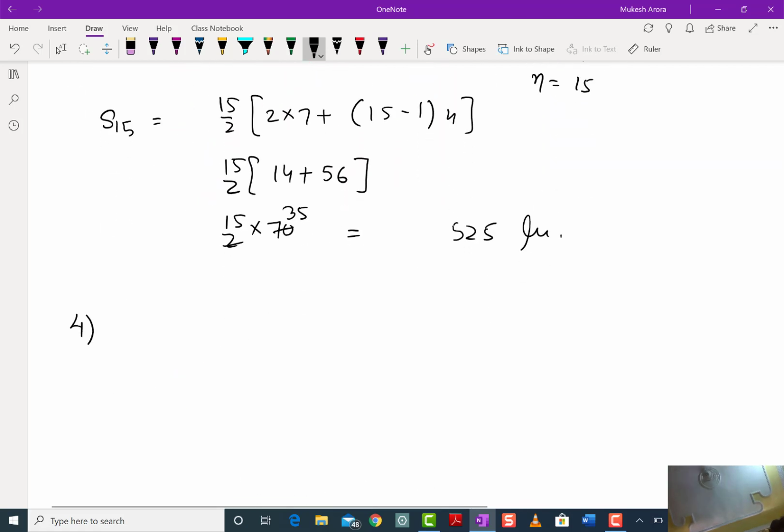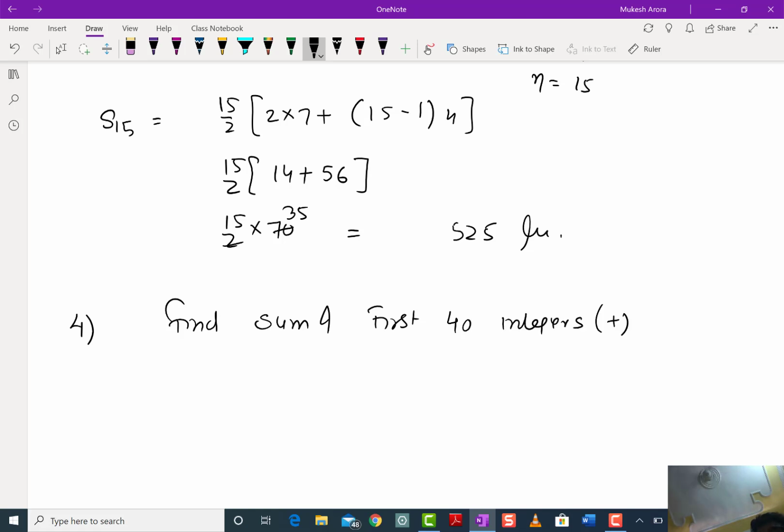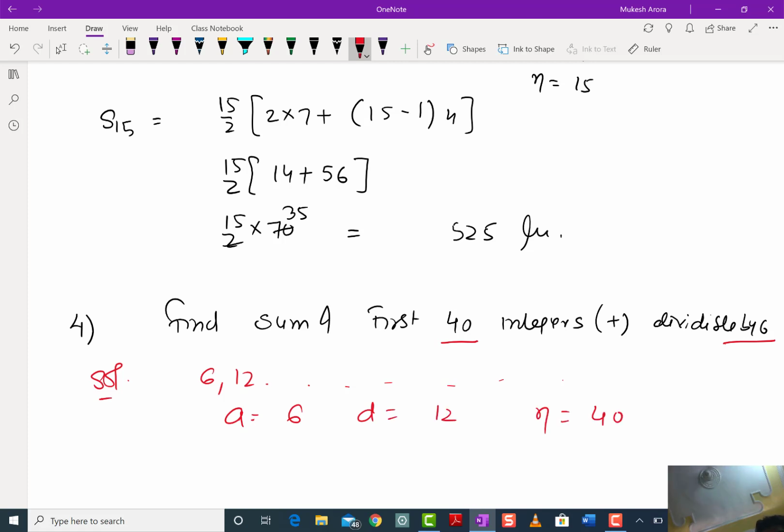So question number 4. Question number 4 is, find the sum of the first 40 positive integers divisible by 6. It's very easy. The first will be 6, then 12, and keep on going. A is 6, D is 6, N is 40.